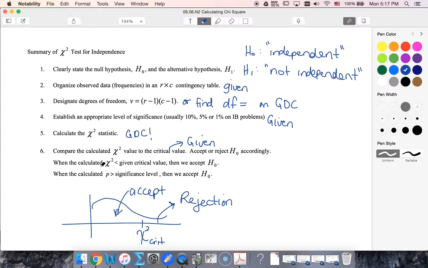If our chi-squared value is less than the critical value, so if it's somewhere over here, then we're in the acceptance region, and so we accept the null hypothesis. If our chi-squared is greater than the critical value, so somewhere over here, then we're in the rejection region and we reject the null hypothesis.